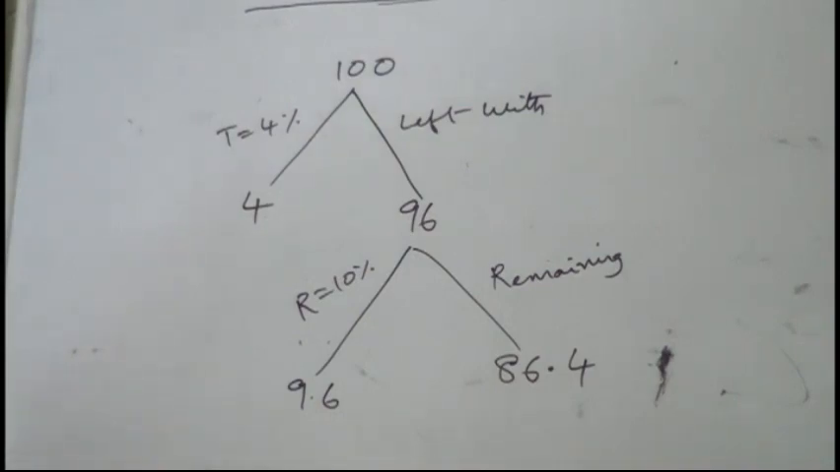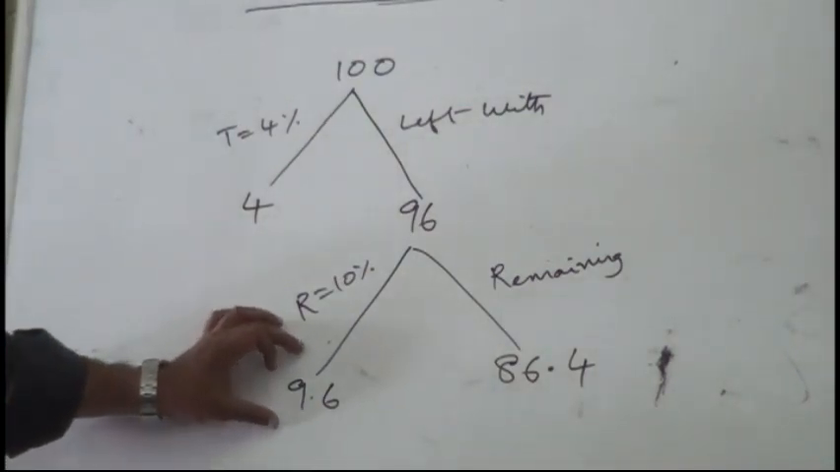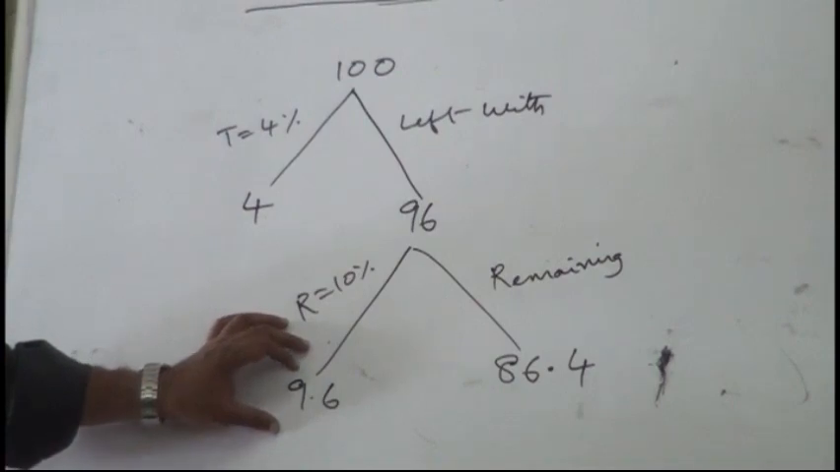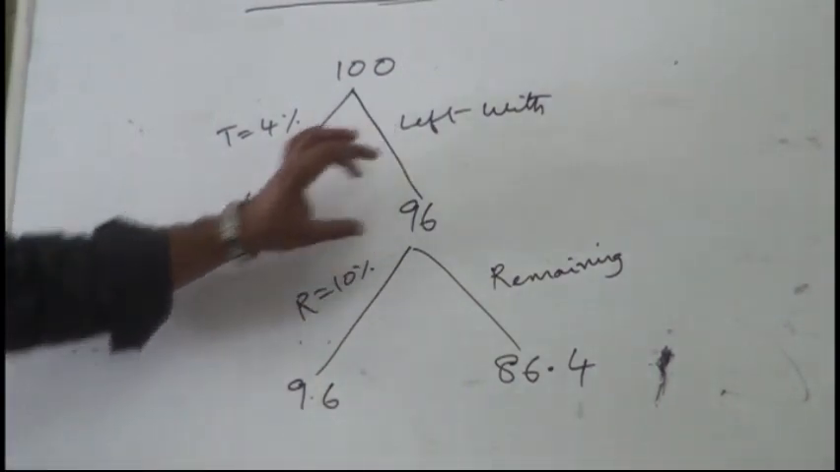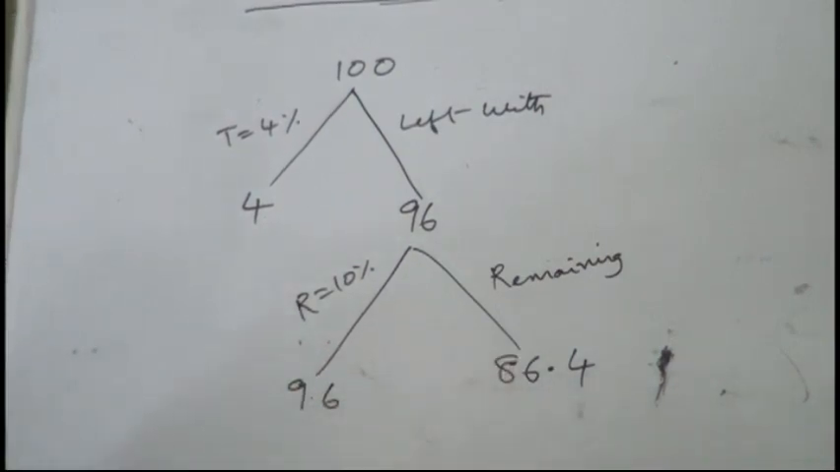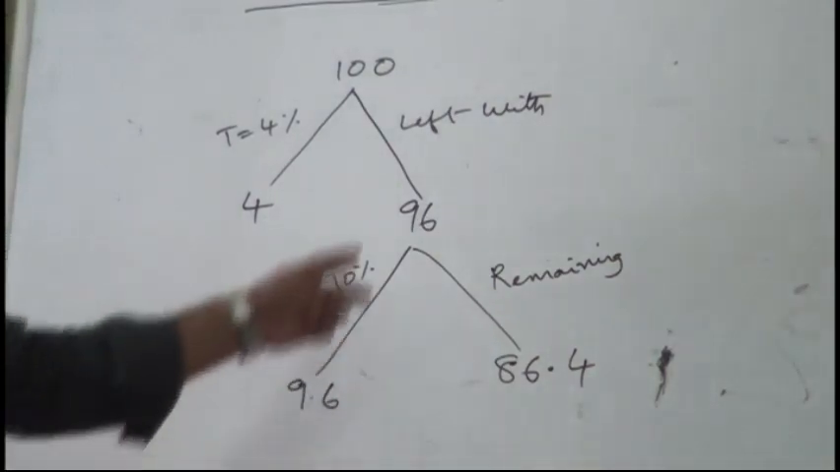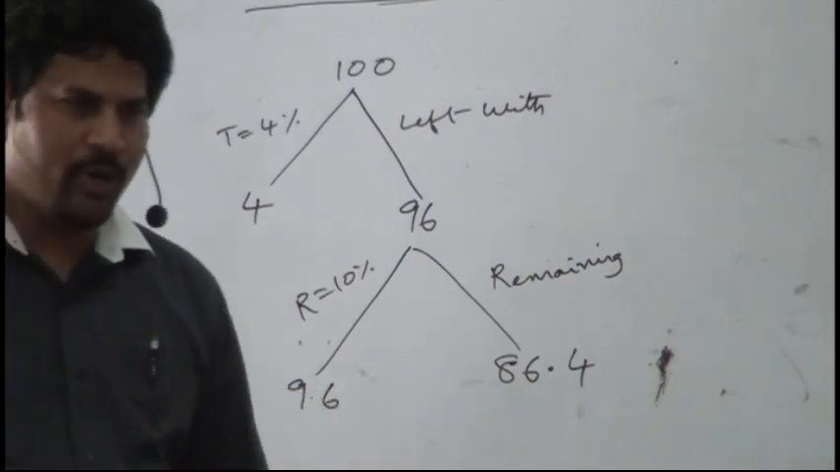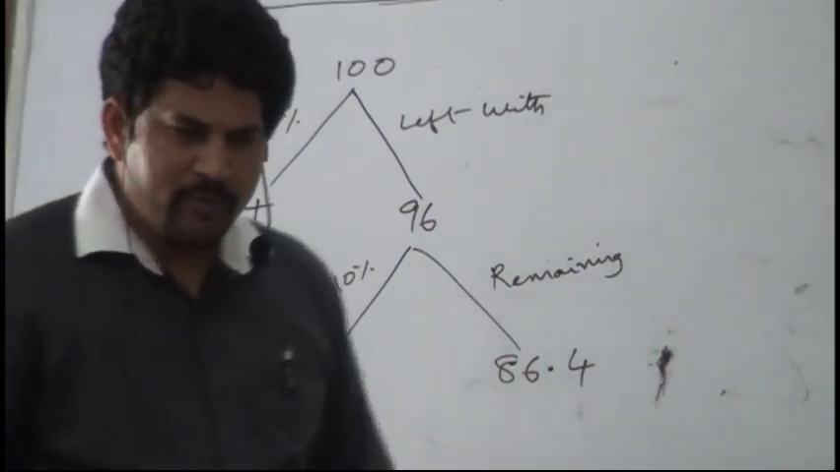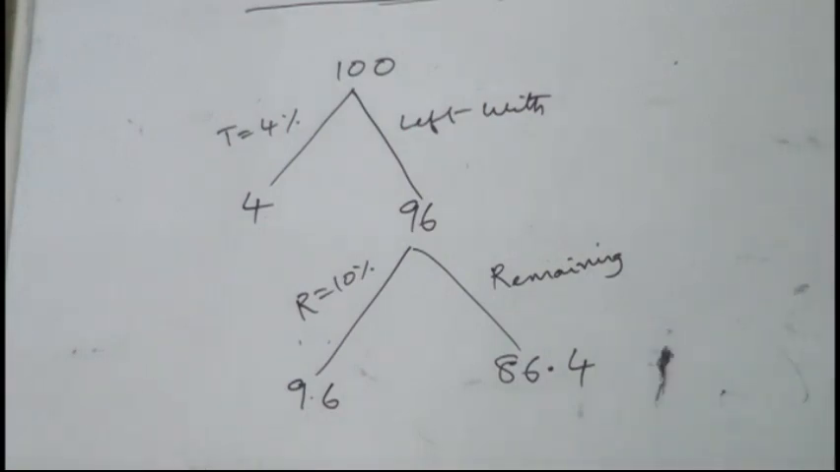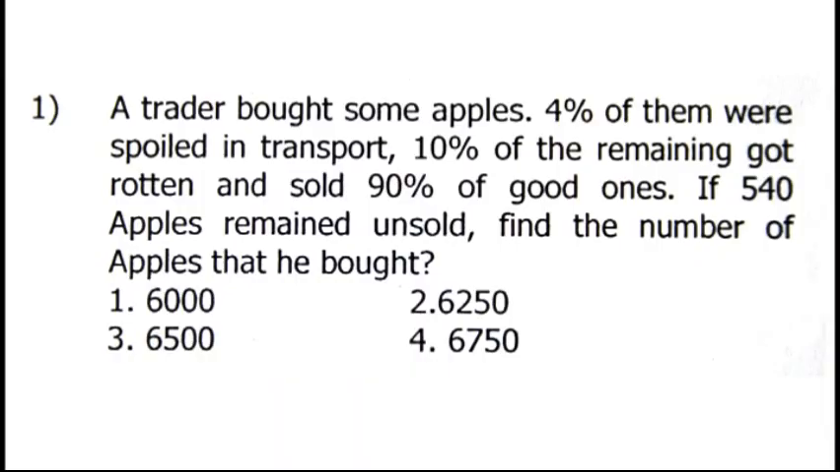I repeat one more time. I'm rounding it up to the nearest whole number. 10. 96 minus 10. 86. I subtracted 0.4 extra here. So the same I am adding here. As simple as that. So 96 minus 9.6 is 86.4. What is this 86.4? The remaining good apples. After subtracting rotten apples, these 86.4 are the good ones.